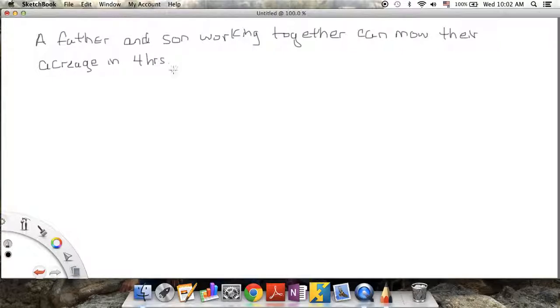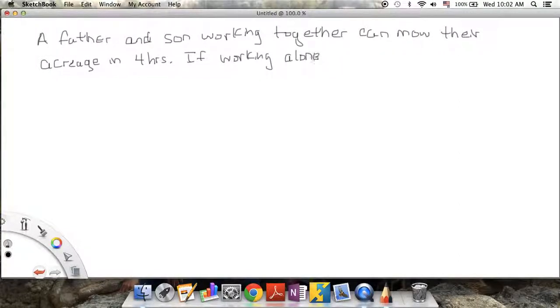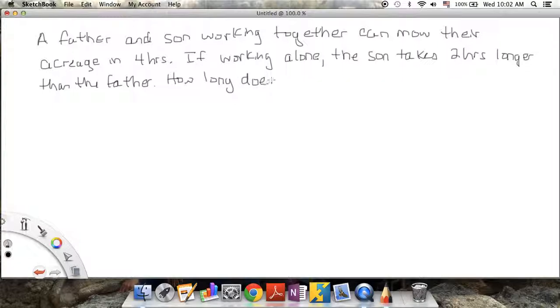Okay, so we've got a father and a son, and they're cutting the grass. It takes them 4 hours to do the whole job if they work together. But if they're working alone, then the son takes 2 hours longer than the father. If I want to know how long it takes them individually, how am I going to figure that out?